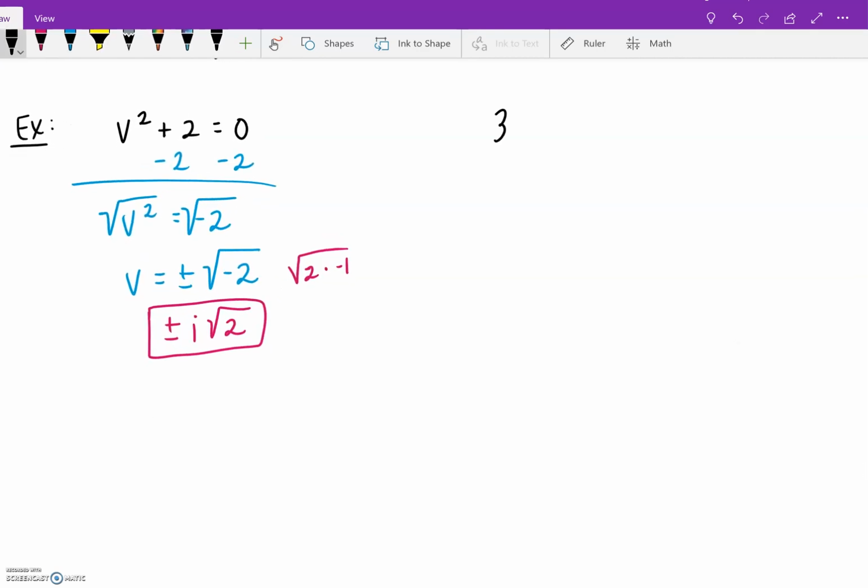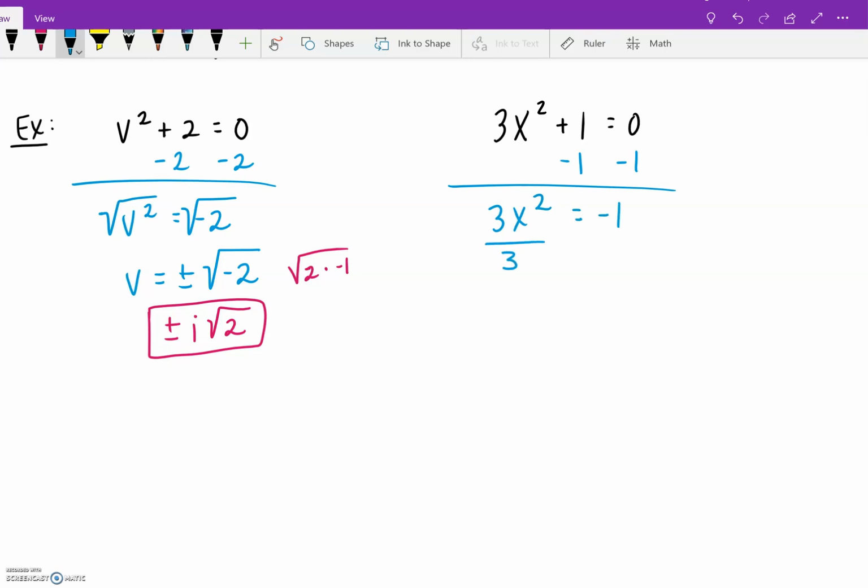Let's try 3x squared plus 1 equals 0. Same thing here. I'm going to go ahead and use solving by square root. So I'm going to subtract the 1 to get that 3x squared all by itself. So we have 3x squared is equal to -1.